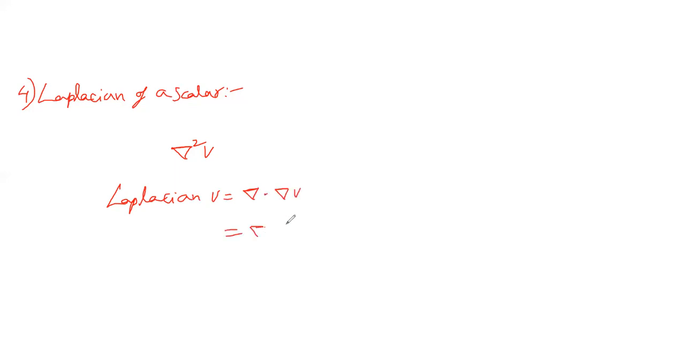The last type of usage we can see, the fourth one, is the Laplacian of a scalar. It is expedient to introduce a single operator, which is a composite of the gradient and divergence operators. This operator we call the Laplacian. It is denoted by del square V. This expression can be written as Laplacian V is equal to del dot del V. We can write the expression in terms of partial derivatives: del square V equals dou square V by dou X square plus dou square V by dou Y square plus dou square V by dou Z square.